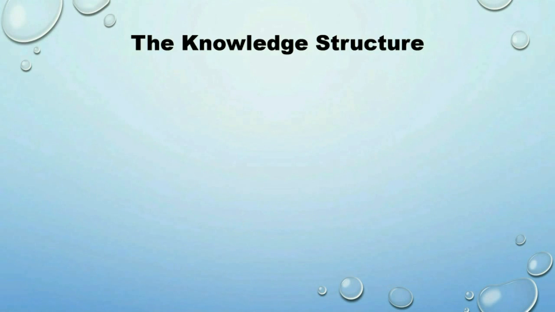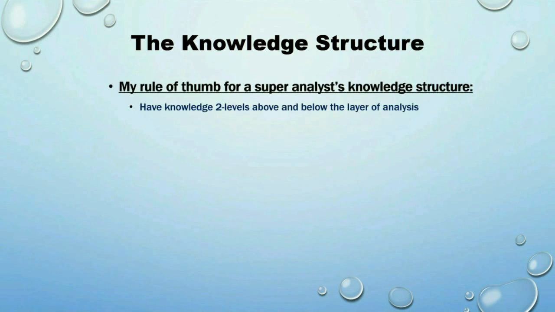First, let me say a few words about the knowledge structure of a super analyst. I have a rule of thumb for myself. I need to build a knowledge structure that is 2 levels above and below the current layer of analysis. You can probably get by with 1 level above and below, but 2 is a much safer choice.